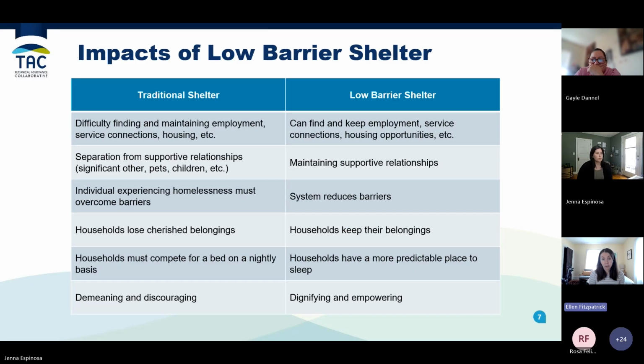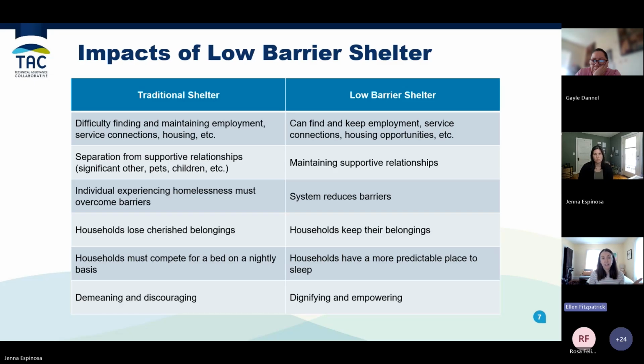In more traditional shelter settings, we're often seeing people having to compete each night for a bed, whether that's lining up to get in line for those beds each night, or sometimes a lottery system for a bed. Whereas in a low barrier model, we might see that folks have a more predictable place to sleep each night because we're not asking them to line up. Maybe they sign up for a bed for a week, or any number of ways that could be structured to give a little bit more stability, help reduce some of that stress.